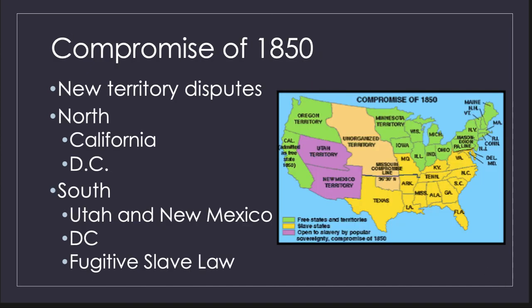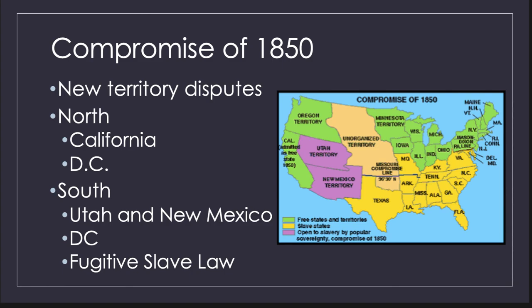The Compromise of 1850. Now, I told you this was coming because the Missouri Compromise, there was absolutely no way that it was going to survive. So we are now disputing over the new territories that we got in the Mexican-American War, in the Texas annexation, in getting the Oregon Territory, and in having California. So what the heck do we do with these new territories? The Compromise of 1850 is pretty simple.